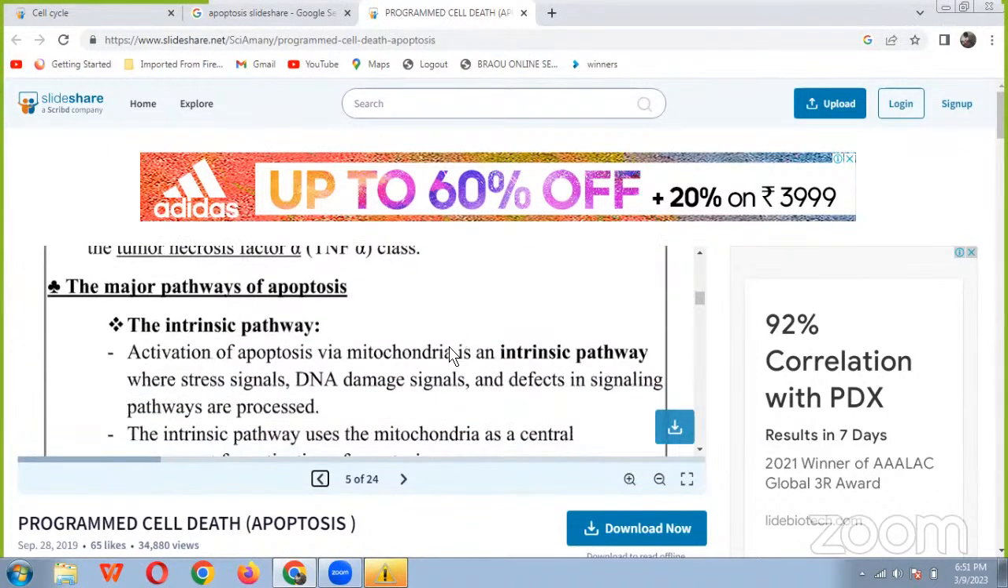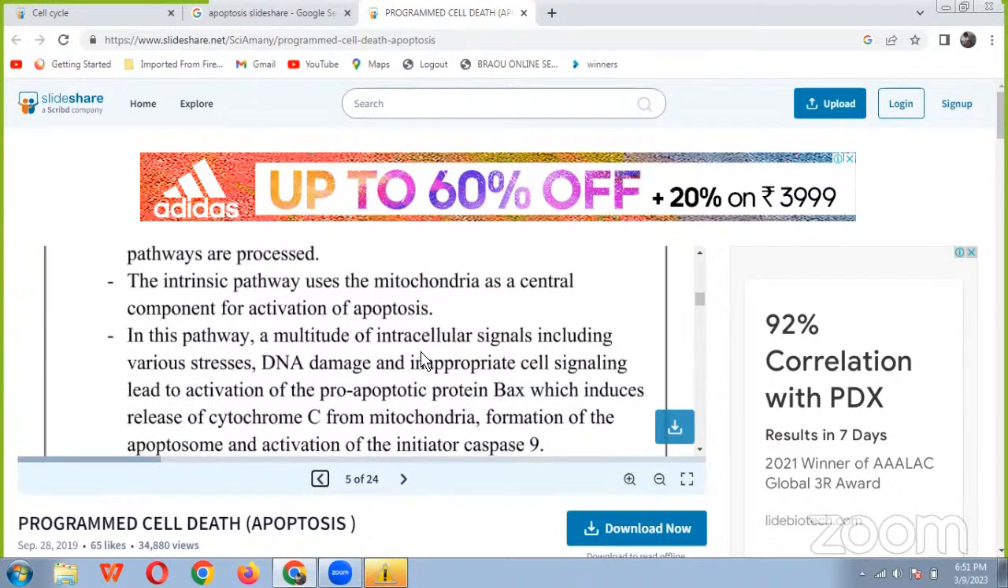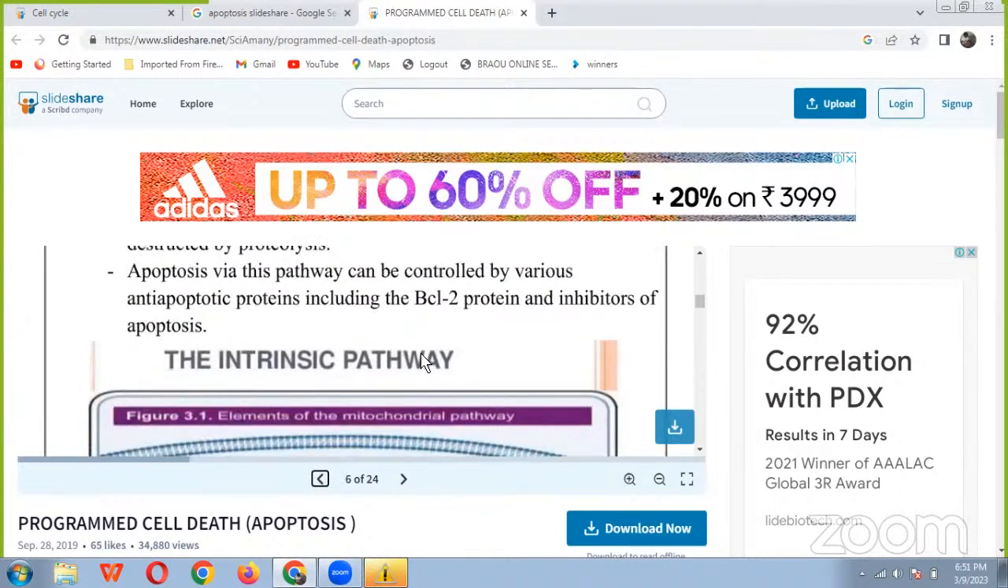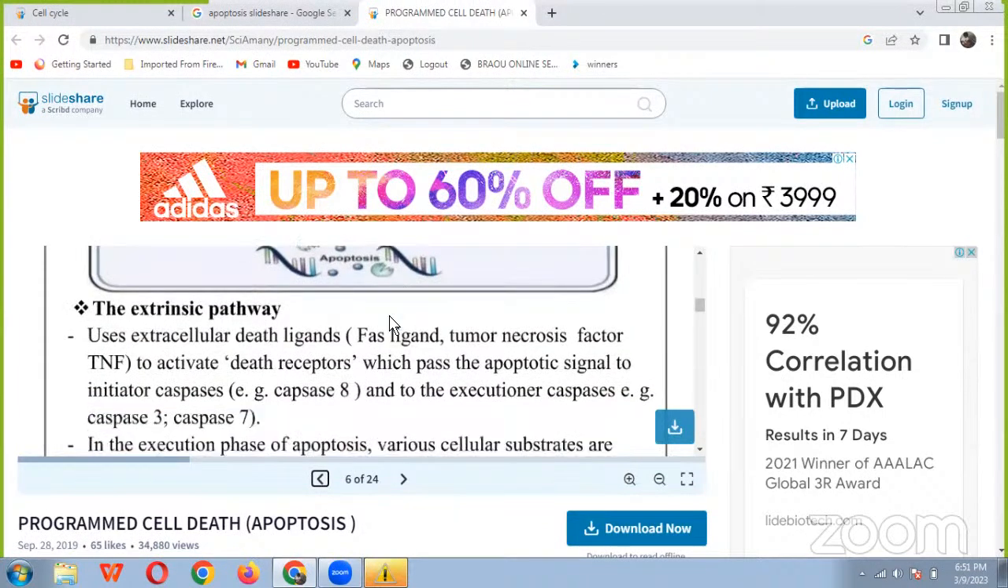What are the major pathways of the apoptosis? Mainly the intrinsic pathway. Next one, the extrinsic pathway: outside is extrinsic, inside is intrinsic, and the extracellular death ligands. They can form the extrinsic and intrinsic pathways. Next, extracellular death ligands mainly activate the death receptors.